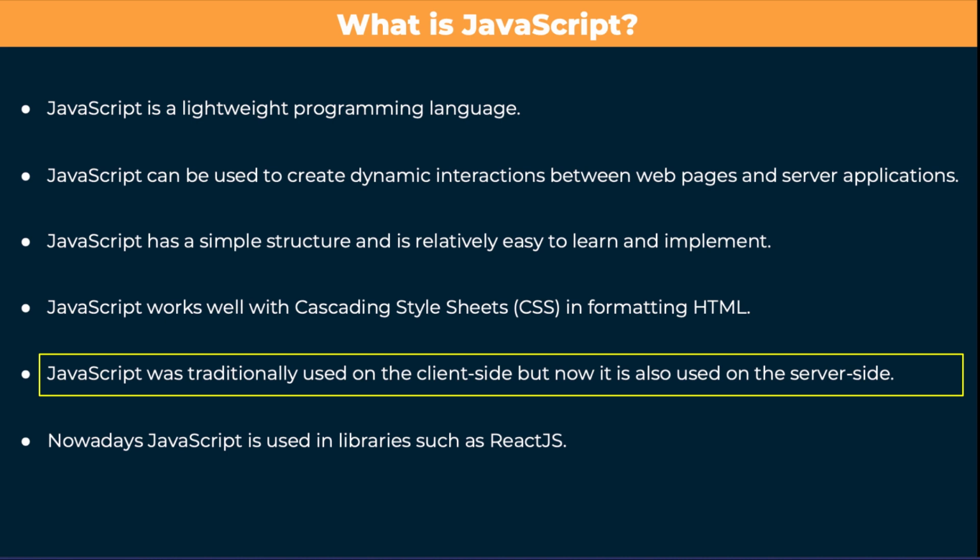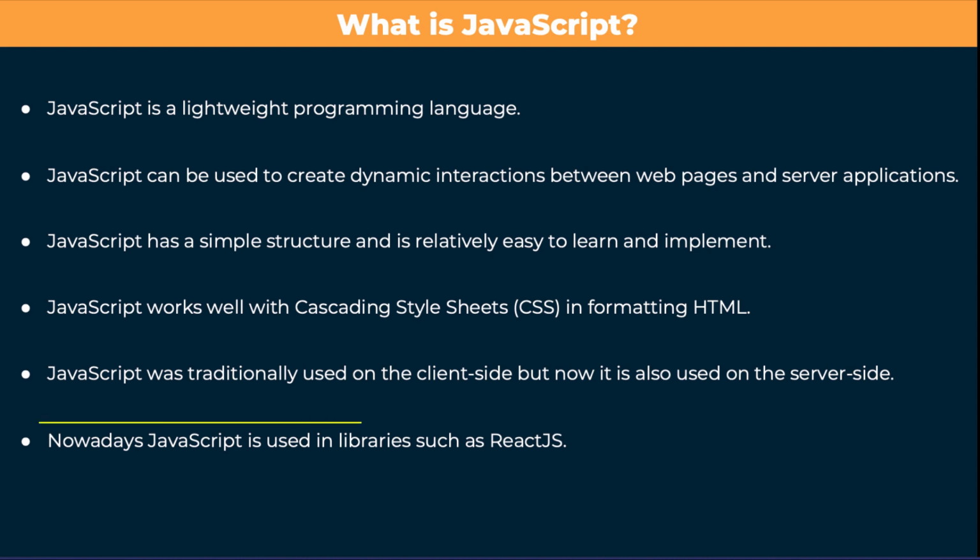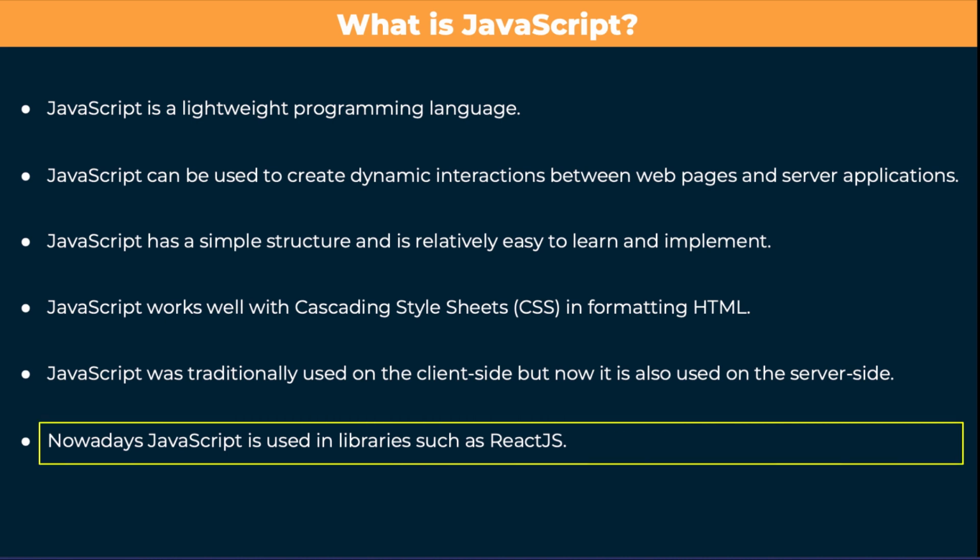So we have a client and a server, and that's part of what we do when we're doing our HTML, CSS and JavaScript. We want information to come from the customer or from the client to the server, to our machines at the back. Nowadays, JavaScript is used in many libraries, and one of the most popular ones at the moment would be React.js.